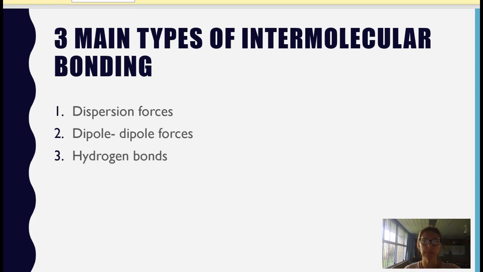But there are three main types of intermolecular bonding. So these are the three types of bonding that can occur in between each of the molecules that we have. So they are dispersion forces, dipole-dipole forces, and hydrogen bonds. So the one that we are going to focus on today in today's video is the dispersion forces.